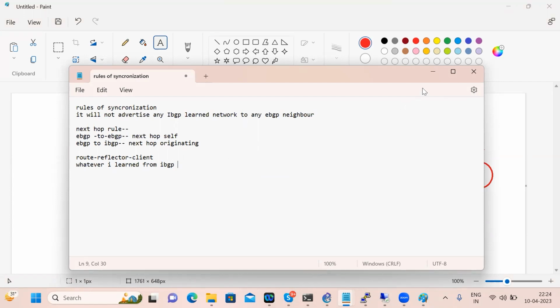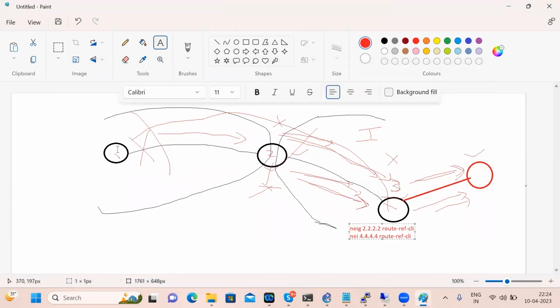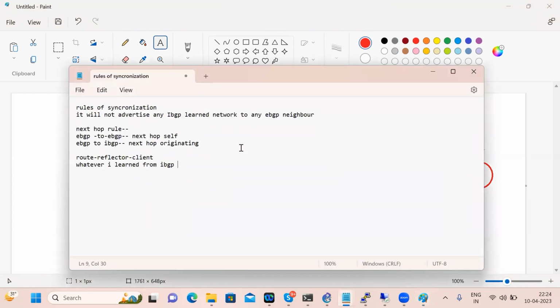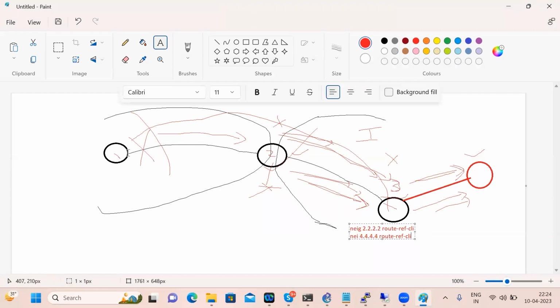EBGP to EBGP. EBGP to EBGP means what? Between router 1 and router 2, they are saying. The second rule is what? EBGP to IBGP. EBGP to IBGP means what? From router 1 to router 3, they are saying.